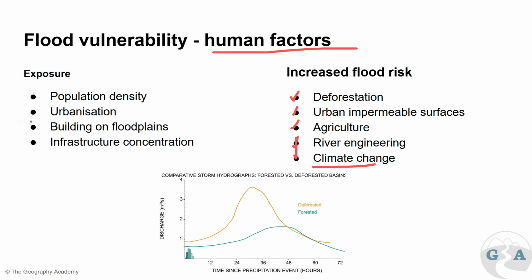Let's have a look at the other side. Building on floodplains and urbanization, we mentioned again impermeability, but the idea of more people living in cities means that it's difficult to protect these environments that aren't used to naturally getting that. Again, anything that causes deforestation is going to cause a rapid rise in the rising limb, a higher peak discharge than normal, and often a shorter lag time.